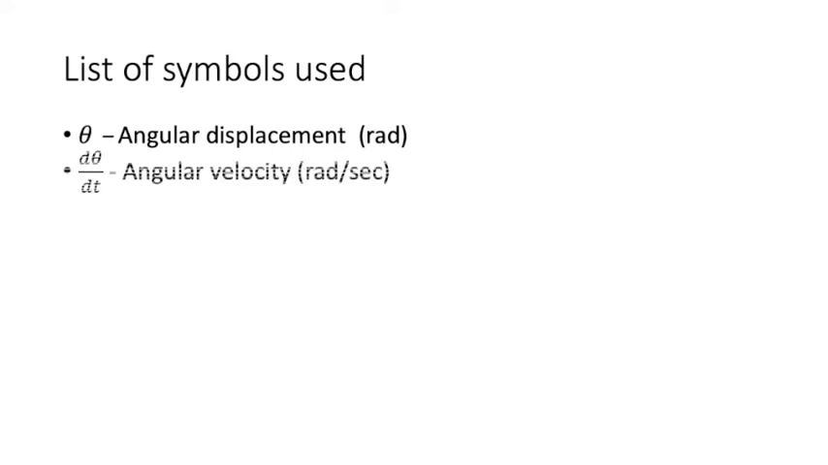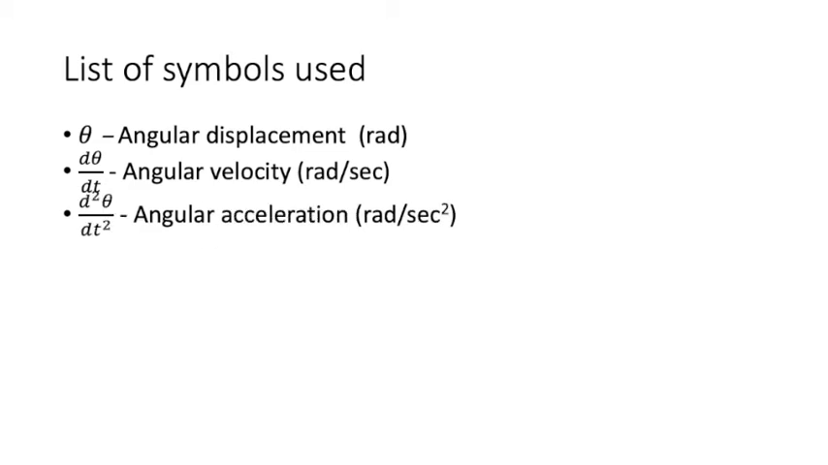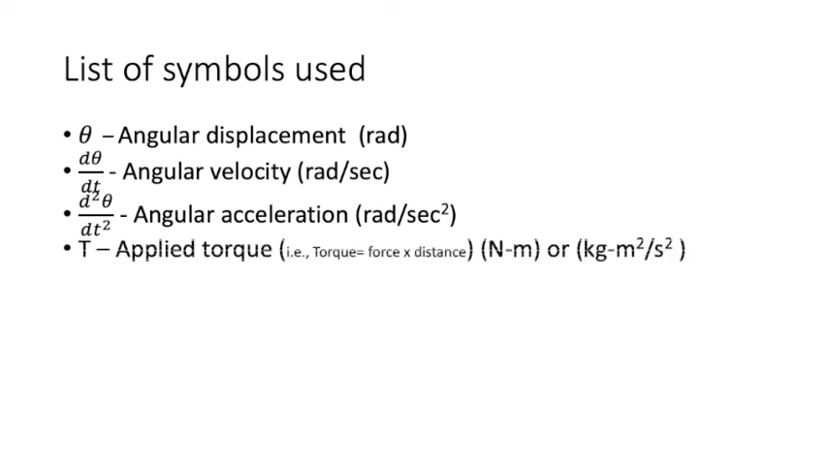Let us look at the symbols used in rotational systems. Compared to the x displacement in translation mechanical systems, we have theta, which is the angular displacement, represented in radians. And the velocity is not a normal velocity. Here, since it is rotating about an axis, we have angular velocity represented in radians per second. Similarly, we have angular acceleration, d square theta by dt square. The applied torque is represented as T, which has a unit of Newton meter or kilogram meter square per second square.